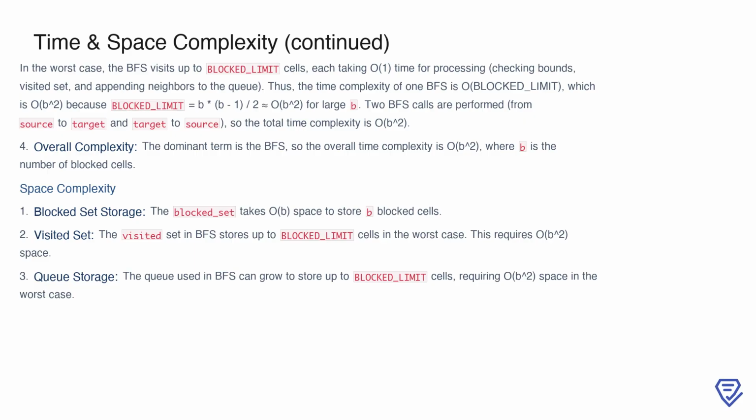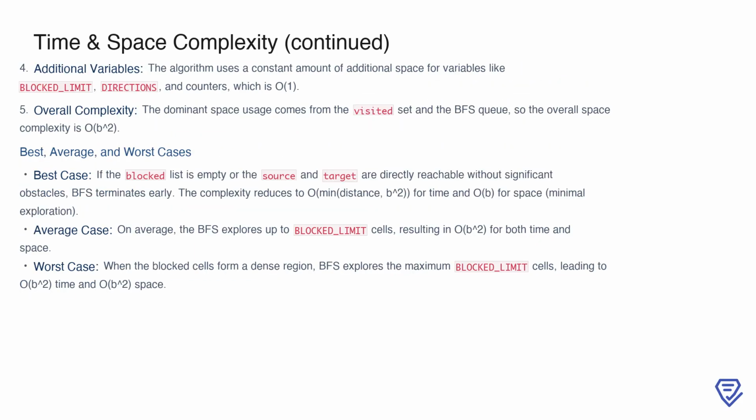Shifting to space complexity, the blocked_set requires O(B) space to store the B blocked cells. During the BFS, the visited set keeps track of up to blocked_limit cells, requiring O(B squared) space in the worst case. Similarly, the BFS queue can grow to store the same number of cells, also requiring O(B squared) space. In addition to the blocked_set, visited set, and BFS queue, the algorithm uses a few constant space variables, such as blocked_limit, directions, and counters, which contribute O(1) space. Therefore, the dominant space usage comes from the visited set and the BFS queue, giving an overall space complexity of O(B squared).